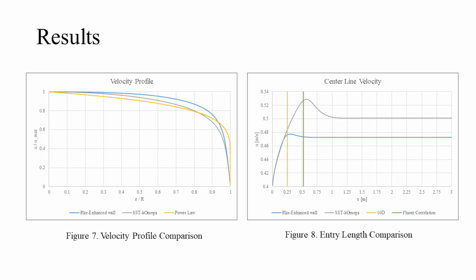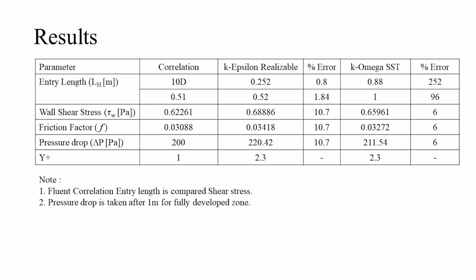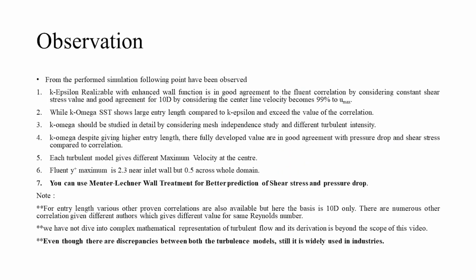Results are compared with the correlation and error as shown. From the results, we can see the SST k-omega model has less error compared to k-epsilon realizable. Each turbulence model gives a similar velocity profile with different slopes at the wall, which is indicated by different shear stresses.